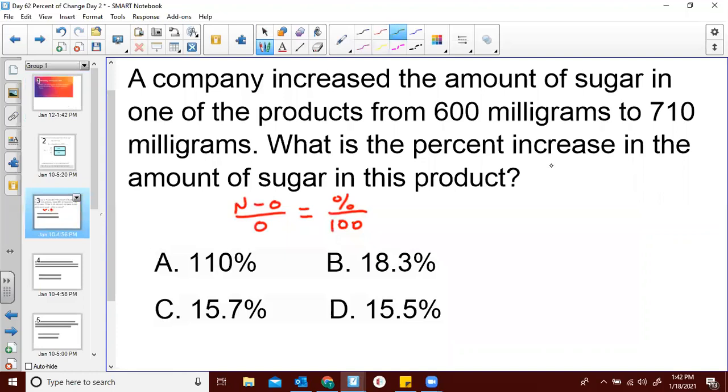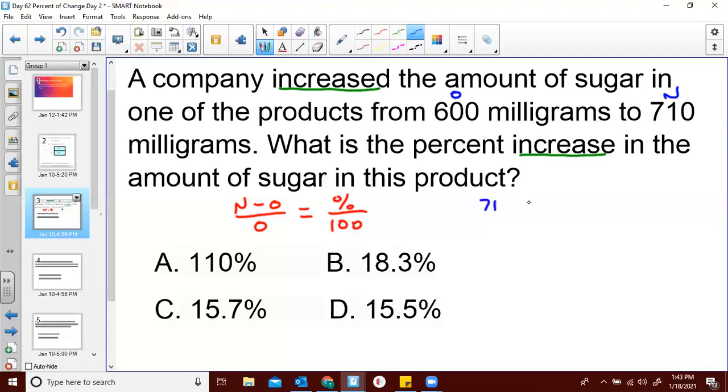All right, I'd also like to point out that the question says percent increase, right? A company increased, so that means it should give us a positive answer after we plug in our info and do our formula. If you get a negative answer, you might want to go back and check what you picked for new and old. All right. So we increased the amount of sugar of one product from 600 milligrams to 710. So we started at 600, so that's our old, and our new number is going to be 710. And then we just plug in what we know.